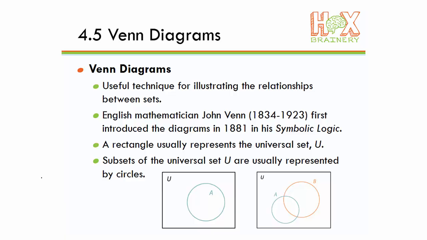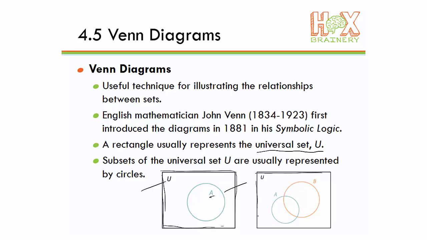A rectangle usually represents the universal set, and you may remember from a previous video that the universal set is the set that contains all the elements for discussion for a particular problem. Subsets of the universal set are usually represented by circles. Over here we have some examples. At the bottom you have this rectangular shape, with U indicating that it's your universal set. Inside that universal set, you have another set represented by the circle. Since that circle is inside the rectangle, it represents a subset of the universal set, and it'll be labeled, so you have A here, that's set A.